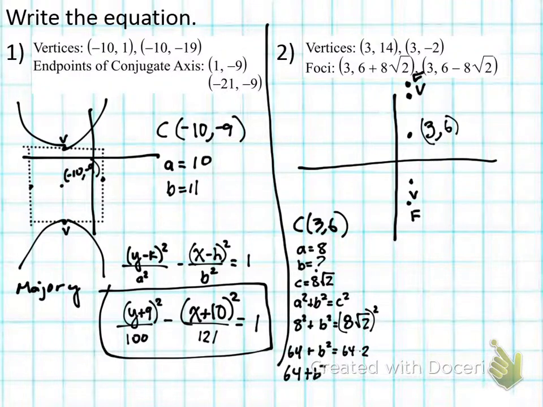So I'm bringing the rest of the problem down. I'm going to subtract 64 on both sides. B squared is equal to 64 again. Therefore, B is equal to 8. So now I have the information I need. I know it's a major Y.